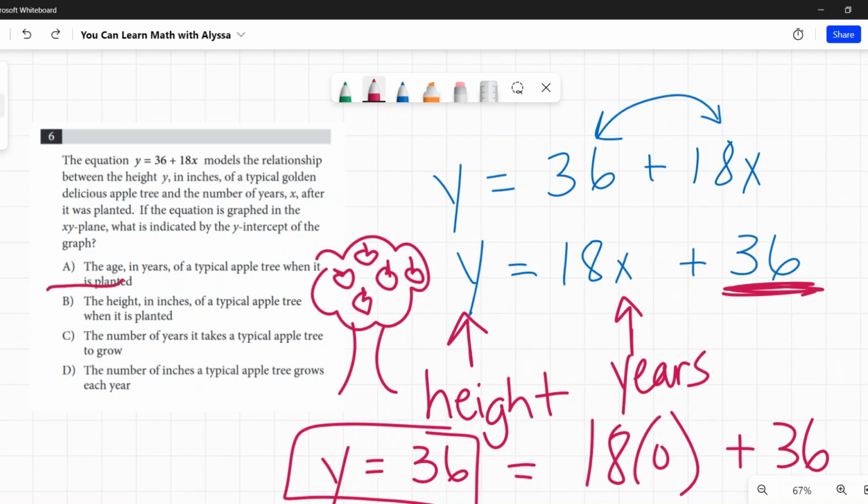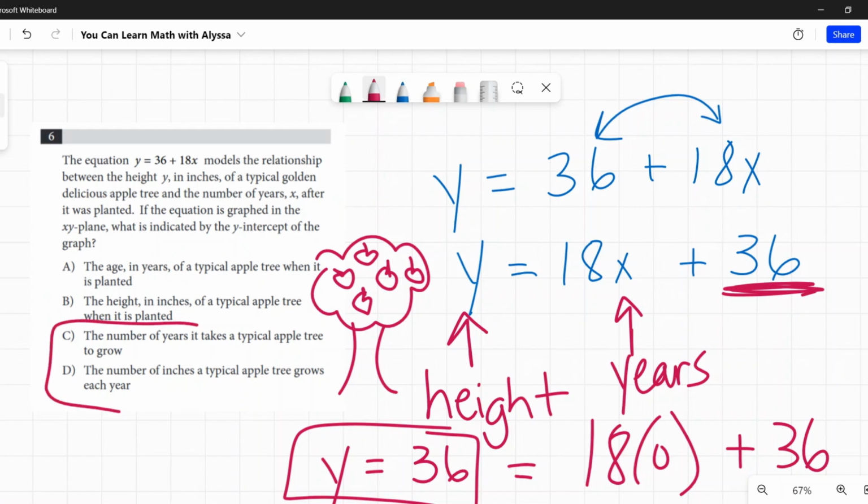Ooh, I think we have our answer because as we said, when it's been 0 years, no time has passed since it's been planted. Our formula says it is 36 inches tall. So no time since it's been planted means it just got planted. So the height in inches when it is planted, B, 36. And so that looks like our answer, but let's just read our other ones just to make sure they're not being tricky.